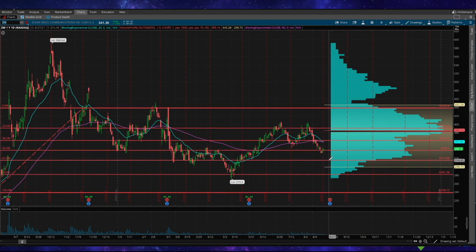But when Zoom gets back to around 320 after earnings, I'll sell puts around the 270 level. If it goes back up to like 400, I'll sell some call spreads against it. I've had pretty good success with that so far.